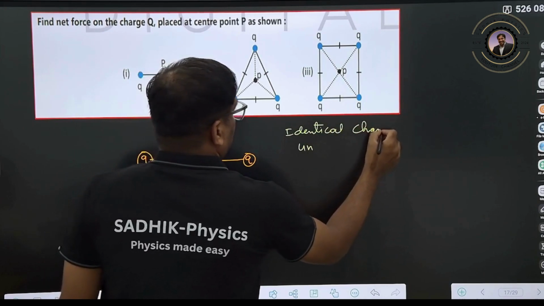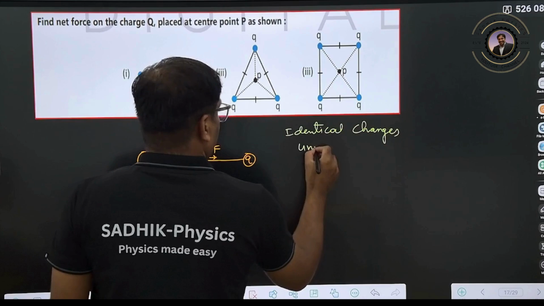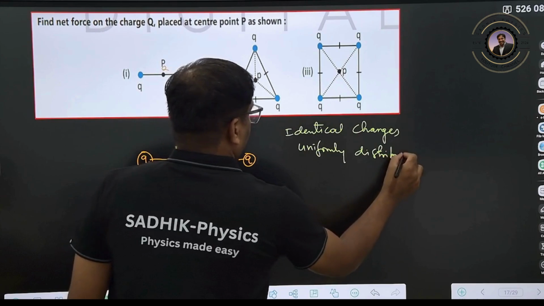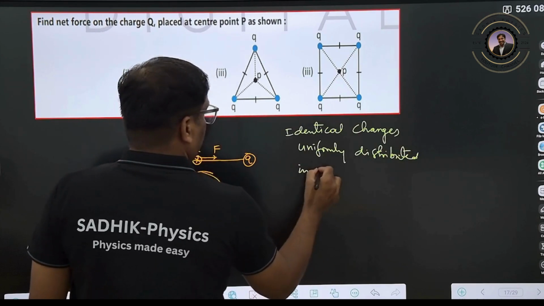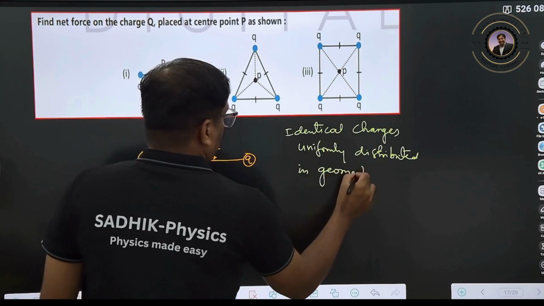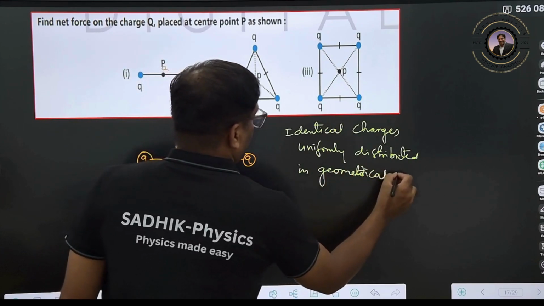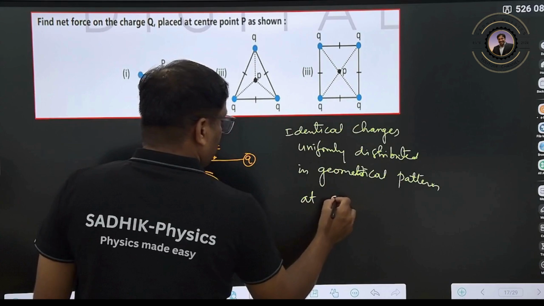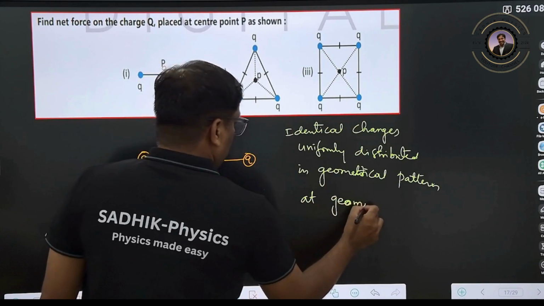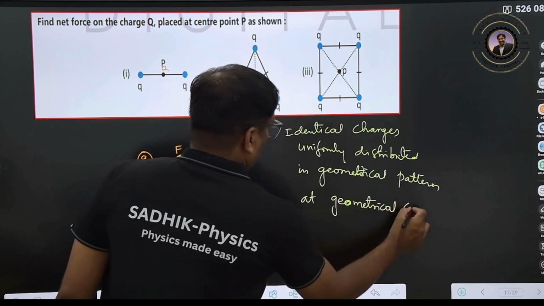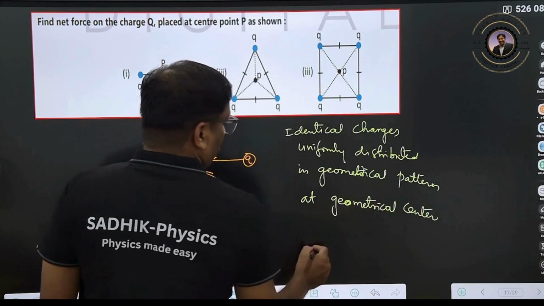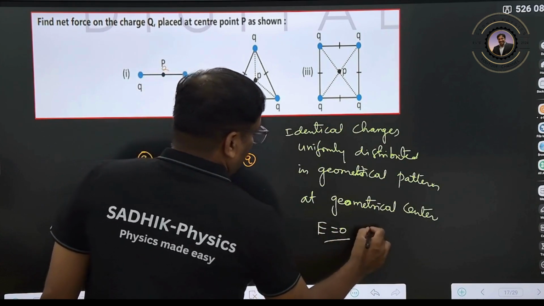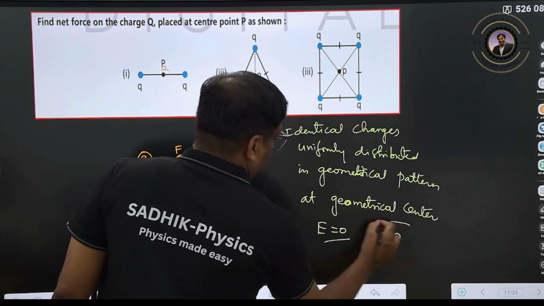identical charges uniformly distributed in a geometrical pattern, at the geometrical center, therefore if you keep any charge there, the electric field at the geometrical center will be 0 and the force experienced by the charge kept there will be equal to 0.